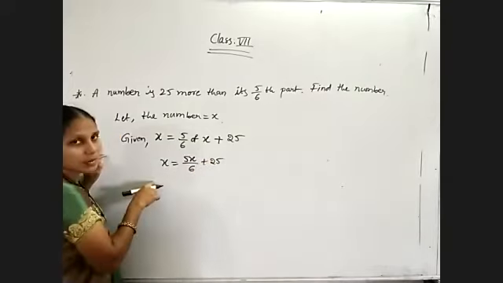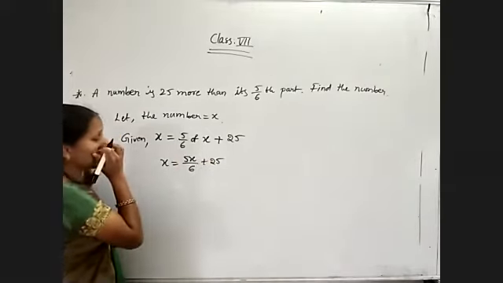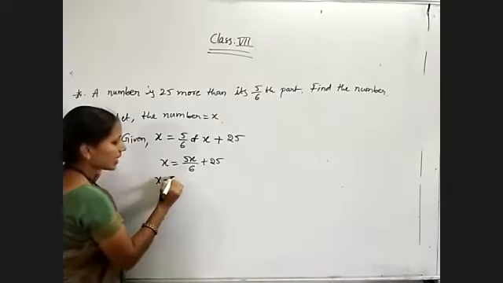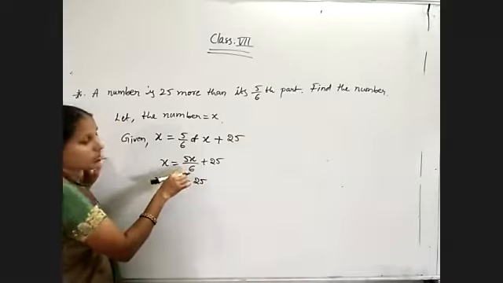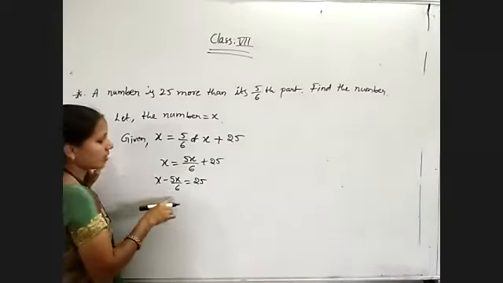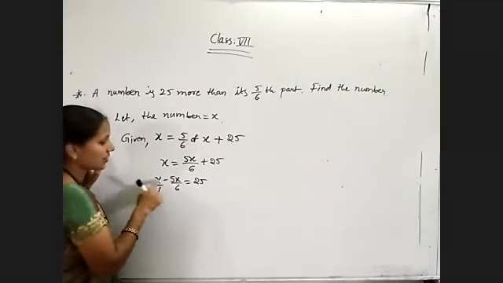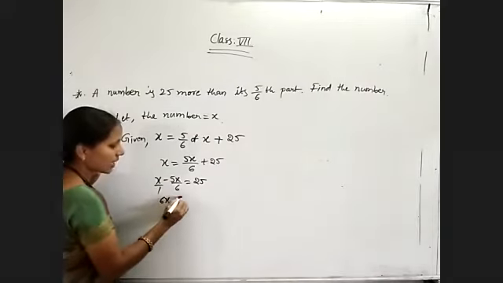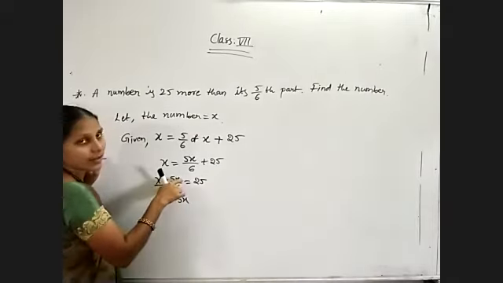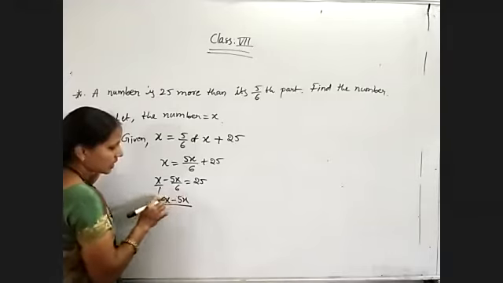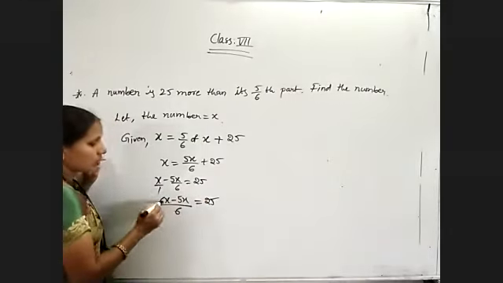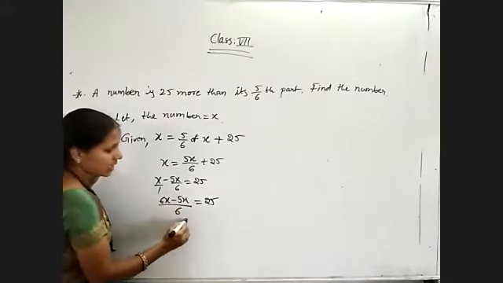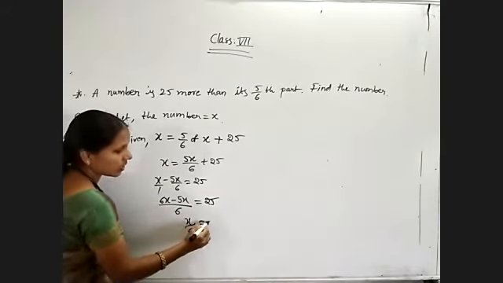Now bring the x terms to one side and the constant terms to the other side. So this will be x minus 5x by 6 is equal to 25, by bringing this side minus 5x. Now go with the cross multiplication. 6 into x is 6x minus 5x. 1 into 5x is 5x. By 6 ones are 6. Cross multiplication. Now 6x minus 5x is x. X by 6 is equal to 25.